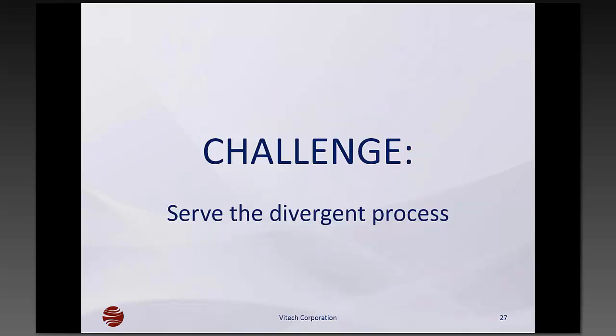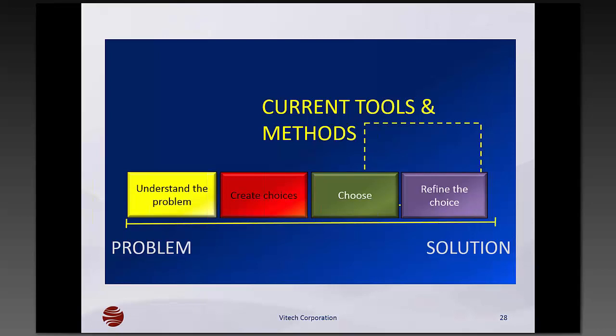The second challenge is to serve the divergent process, intentionally serve it. What does that mean? Well, our current tools and methods are set up to serve the late choice process and the refining process. So if you take a typical systems engineering tool and apply it, it's set up so that you're getting to the point where you have one or maybe two or three different kinds of choices, and you're going to down select from those and then refine your choice down to the ultimate implementation. So we have tools that serve that process, we have methods that serve that process, we focus on that process, and we do some of our best thinking along those lines.